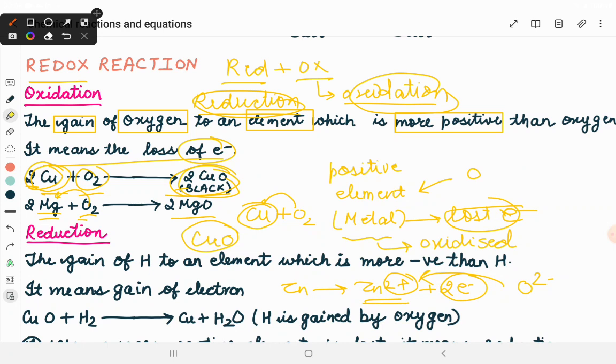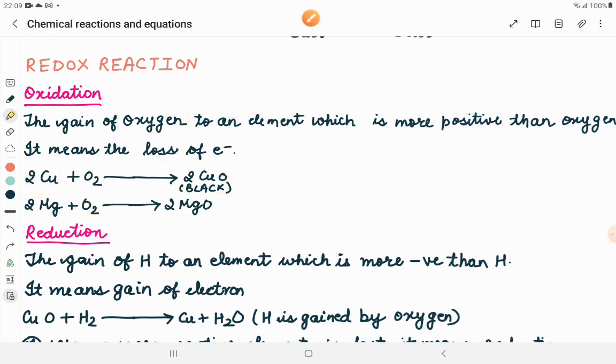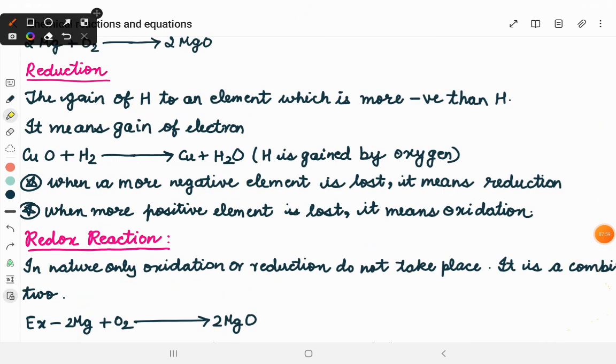The next reaction is known as the reduction reaction. The reduction reaction means the gain of hydrogen to an element which is more negative than hydrogen. Now learn this term negative. What does it mean? It means that we have some electronegative element, some negative element. Now we are going to add hydrogen to this negative element. It means that now the negative element is reduced.